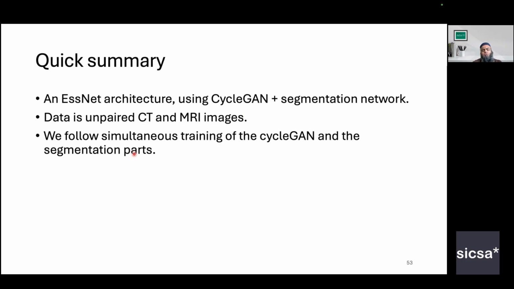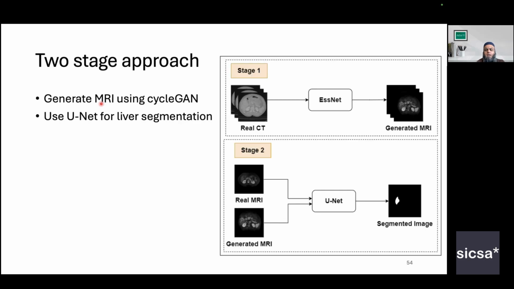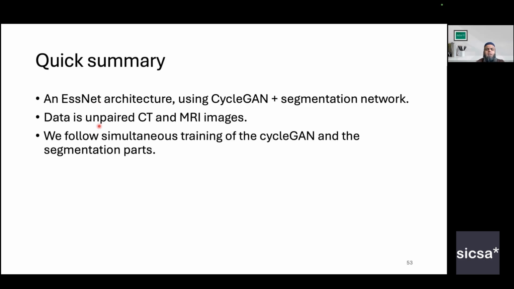Here we again use a CycleGAN model combined with a segmentation network, and this is referred to as the SNET architecture, which is basically using the CycleGAN along with the segmentation architecture. And again, in this case, the data is unpaired. We do not use any paired data. The two sets of training data that we have used are not paired. These are for different individuals.